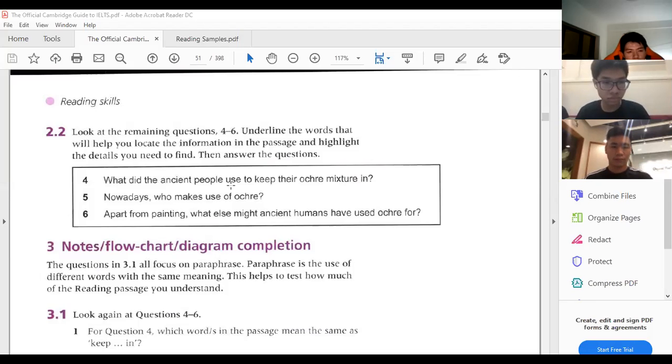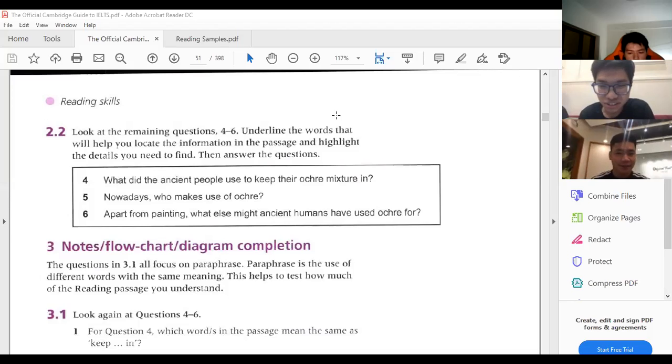Number 5. Nowadays, who makes use of ochre? What is the keyword? Okay, Main said nowadays and makes use of ochre. So those are the things you need to search for in the passage. Does everyone agree with his ideas? Nowadays, yes, very good.